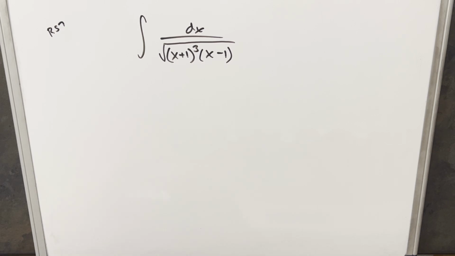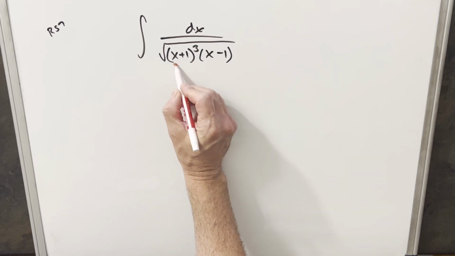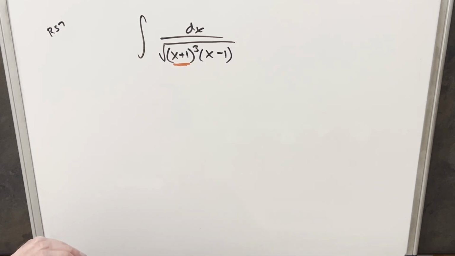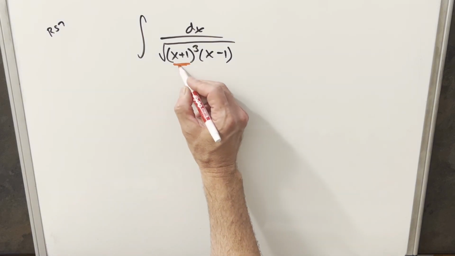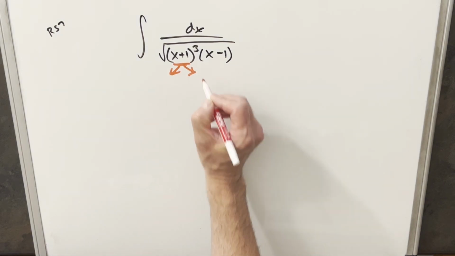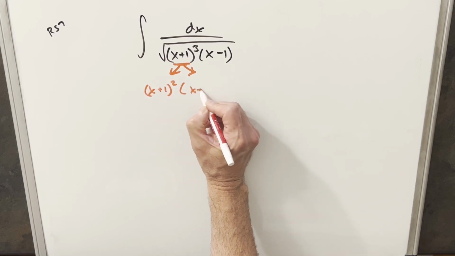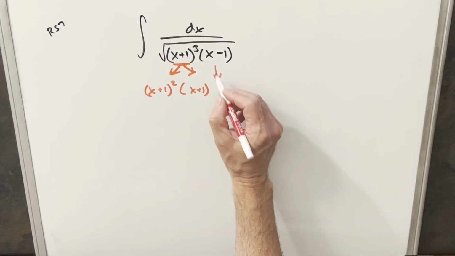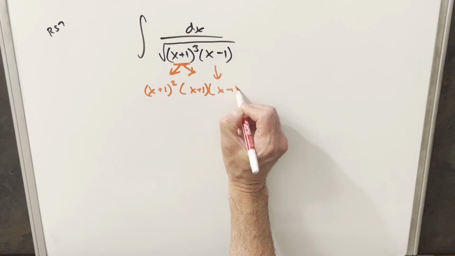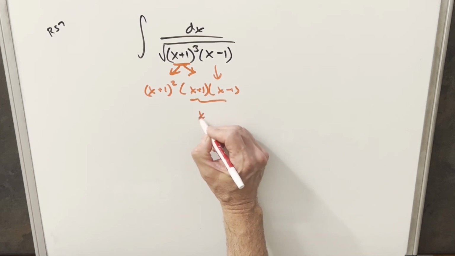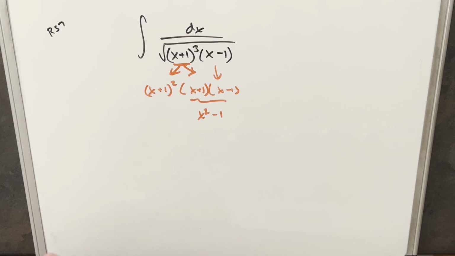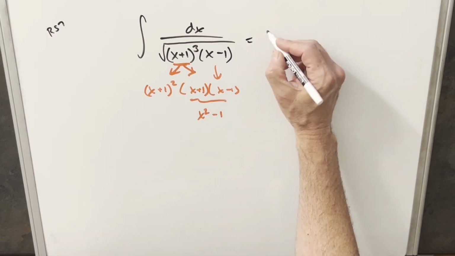Okay, to get started with this, I didn't have any great ideas, so I was just going to do the straightforward thing and work with the denominator and try to split this up. Looking at this (x plus 1) cubed, what I want to do is split this into two parts. I can write this as (x plus 1) squared times (x plus 1), but then multiplying this x plus 1 times the x minus 1, I can write this piece here as x squared minus 1. So let me just rewrite this whole thing and see what we have.